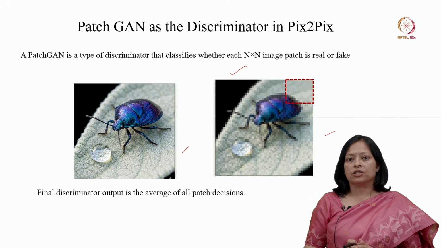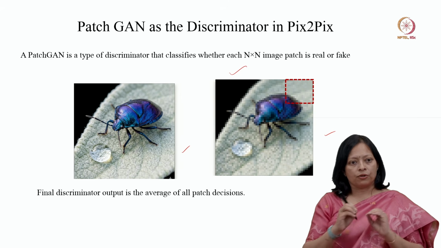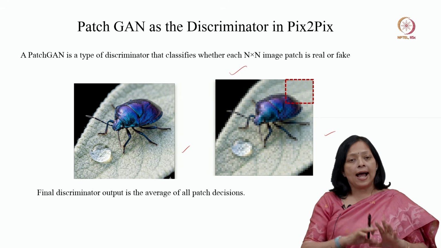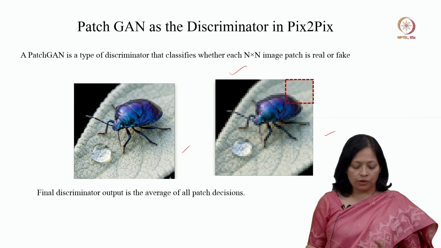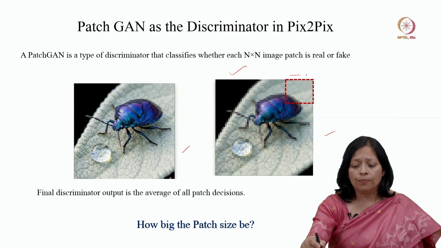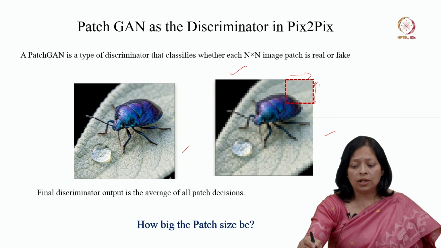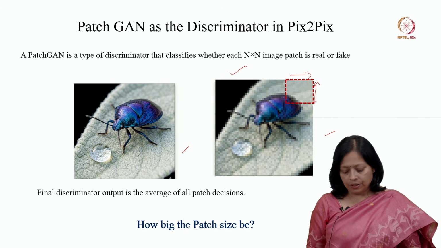Okay. So that is the main idea of PatchGAN, and the final discriminator output is the average of all the patch decisions. So for every patch there will be a decision, right. Whether it is real or fake, real or fake, real or fake, and the overall decision of the discriminator is the average of all these patch decisions. Now the next question comes, how big should the patch be? What is the ideal size of the patch?